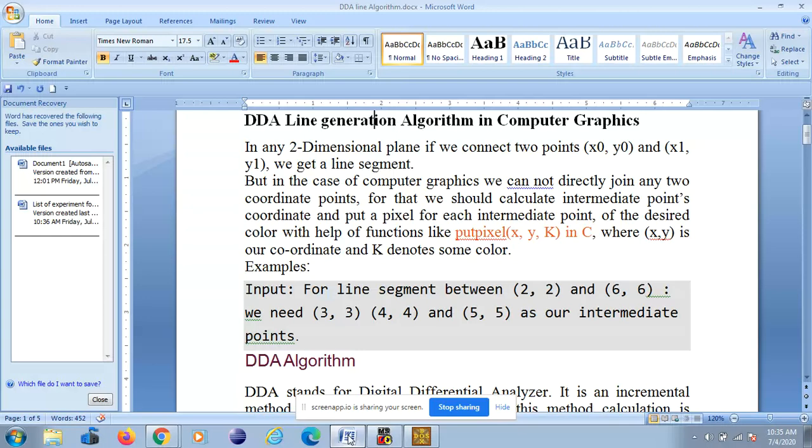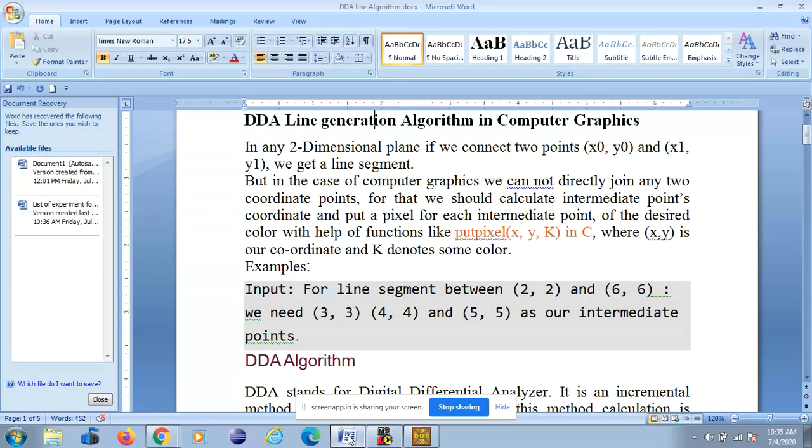In the previous class, I had taken the introduction class, and now in the second class, I'm starting the DDA line generation algorithm in computer graphics. First of all, we should know why we are using the DDA line generation algorithm in computer graphics. Basically, the DDA line algorithm is used for drawing lines.